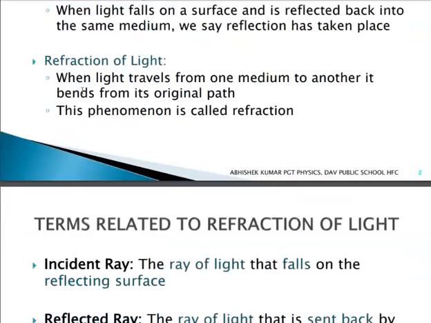Next one is refraction of light. Refraction of light means when light travels from one medium to another medium, it bends from its original path. In a nutshell, you can say that bending of a ray of light while passing from one medium to another medium is called refraction.